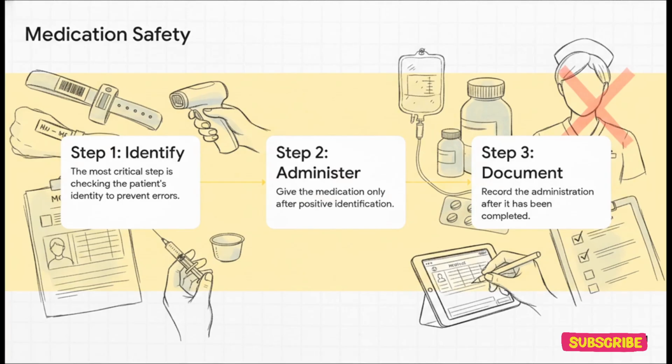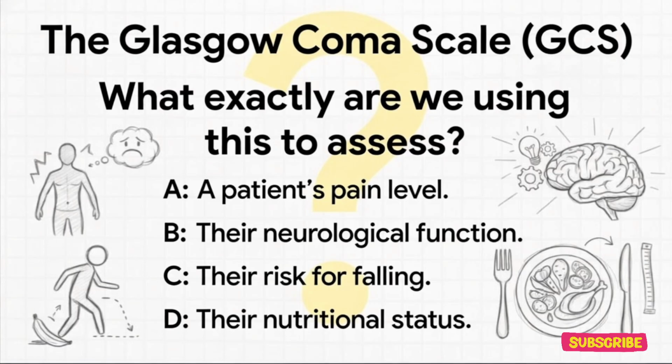And the correct answer is B, checking the patient's identity. Look, all the other steps are vital, don't get me wrong, but they mean absolutely nothing if you're giving the medicine to the wrong person. This one step, just confirming who they are, is your final safety check. It's the last line of defense against a really serious error, and it has to be right every single time.